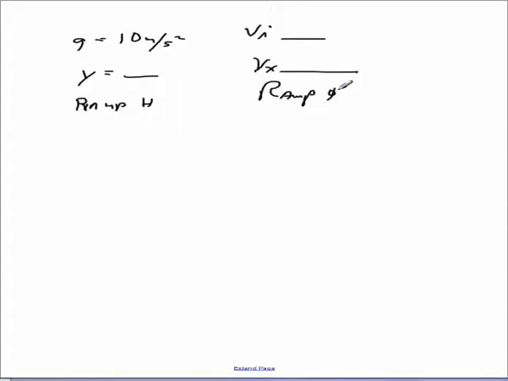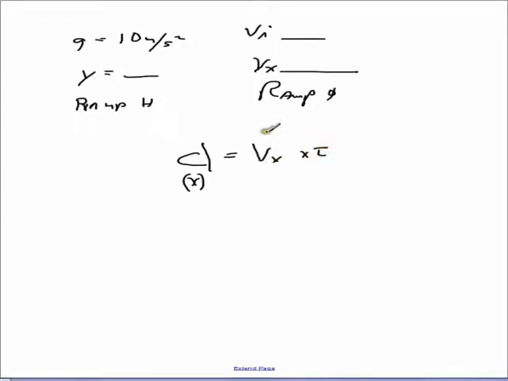Now you must recall that the formula for d, distance, is a horizontal distance. Distance in the x direction is equal to velocity times time. And of course, it's going to be velocity in the x direction times time.